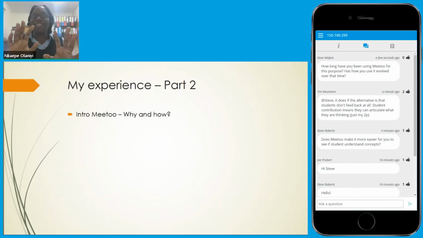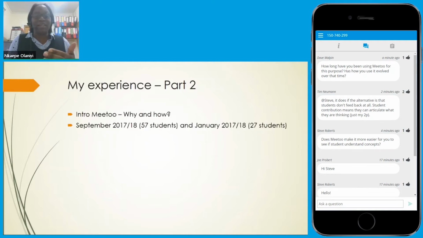Even though this is clearly stated on every slide, it still needs to be put in a way that they could actually see that they were getting the right outcomes. So I decided to change the format slightly for the new academic year. It applied to the September 17-18 and the January 17-18 cohorts.